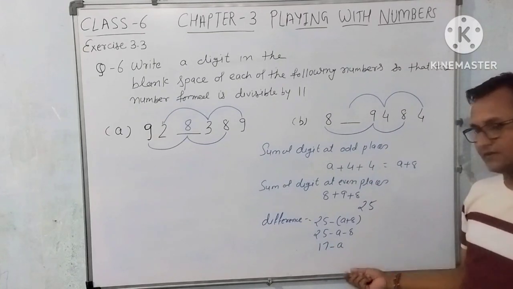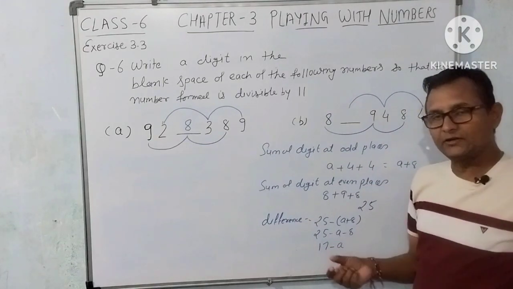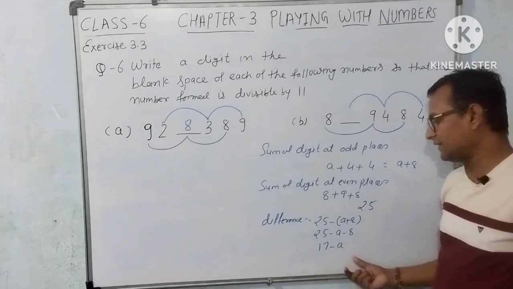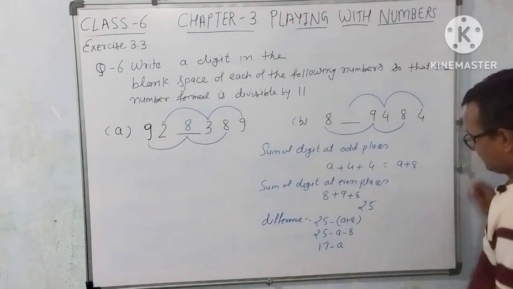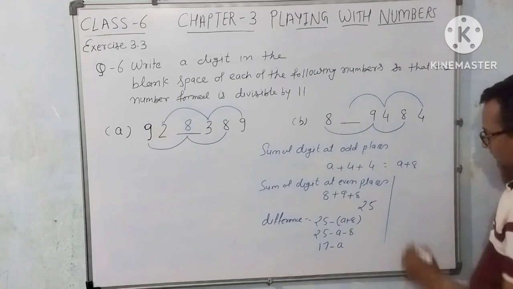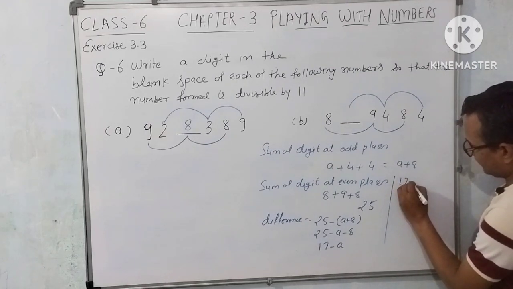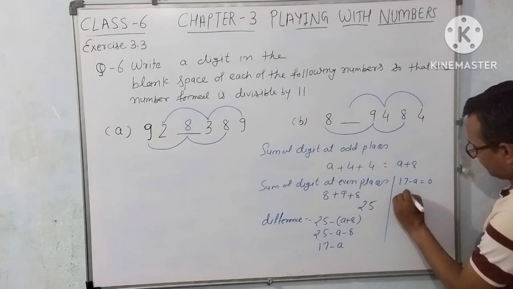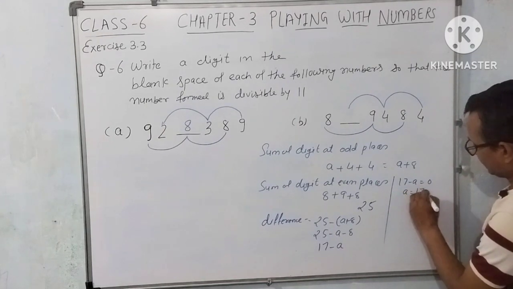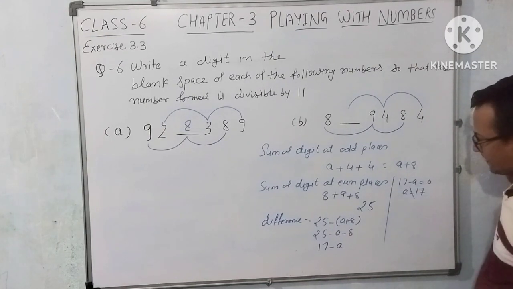Now friends, once we place 0 and once we place 11, then find out which number is correct for this space. So 17 minus a equal to 0. So a equals 17, which is not possible.